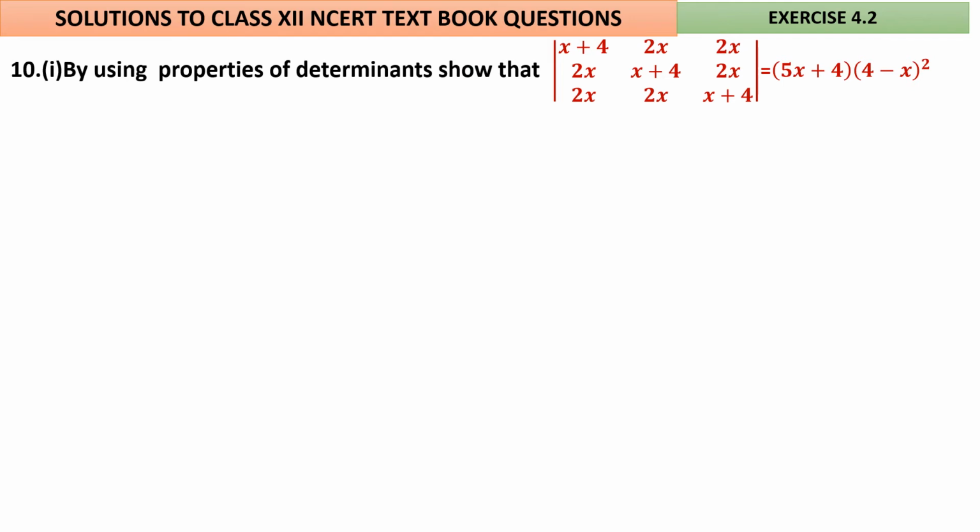Okay, let us see question number 10, subdivision 1. By using properties of determinant, show that the determinant is equal to 5x plus 4 into 4 minus x the whole square. These types of problems are very interesting because the expression given inside the determinant is nothing but a cubic polynomial expressed in terms of a determinant. On the right hand side, they are the factors of the cubic polynomial, 5x plus 4 and 4 minus x the whole square. Now this question can be given in the other way also, that determinant is equal to 0. Solve it if one of the roots is x equal to 4 or one of the roots is x equal to minus 4 by 5.